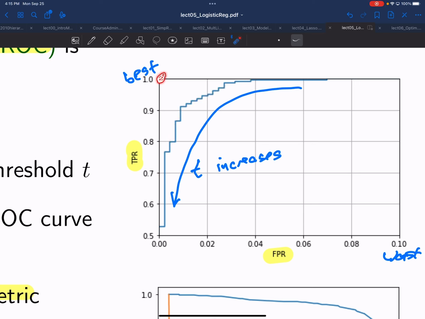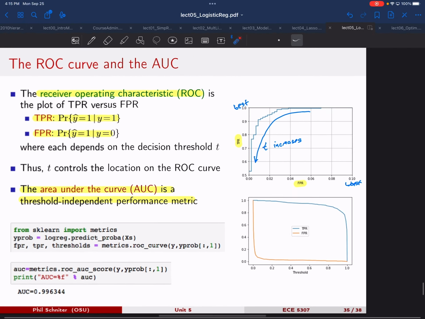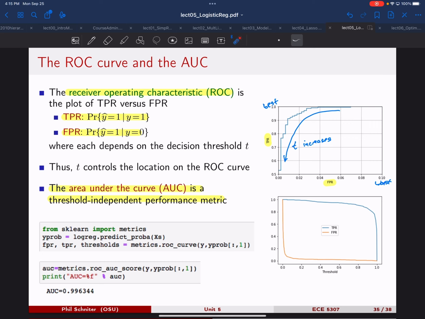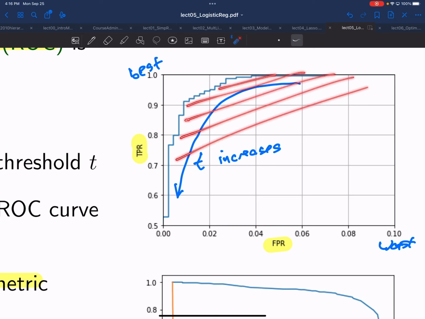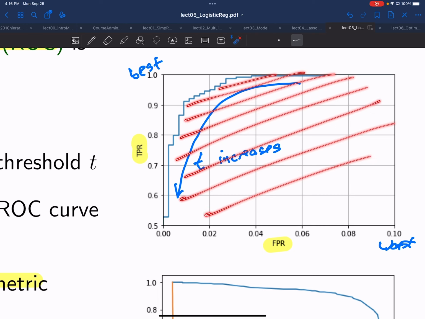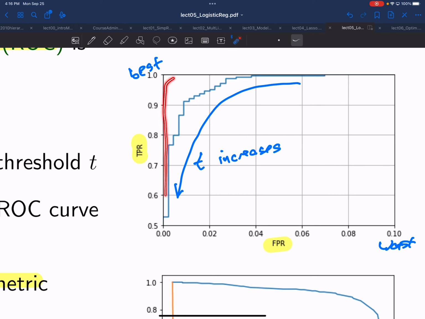Ideally, you would like to be here. It's not really clear which of these is closest to here in the right sense, but you can see you have several choices that you could make. So if you don't know exactly where you want to be on this trade-off curve, then as a way of measuring the overall performance you can just take the area under the curve, which is obviously something that increases as the curve gets closer and closer to that top left quadrant.